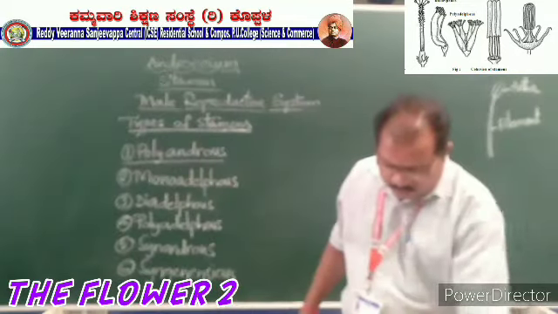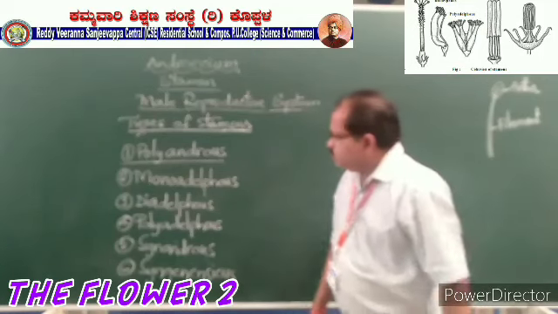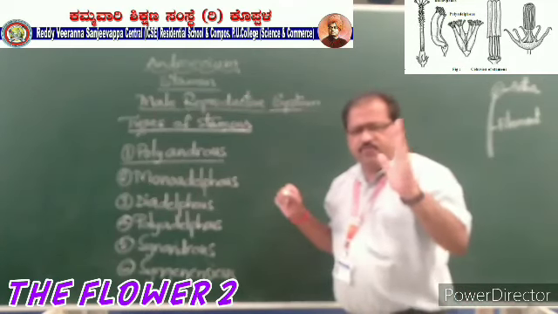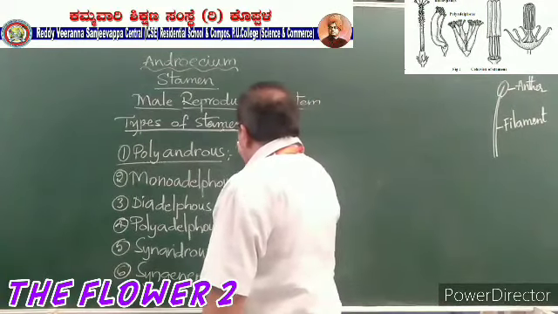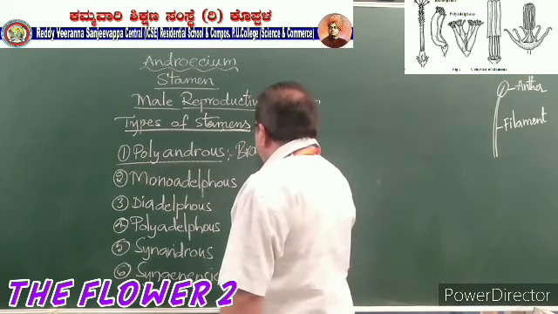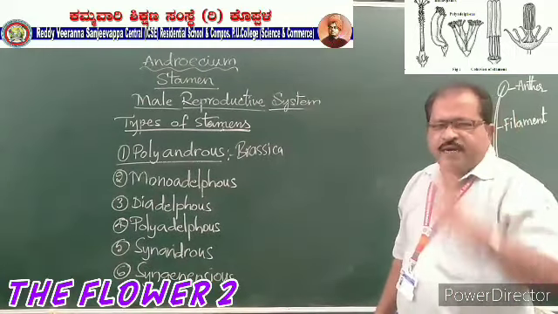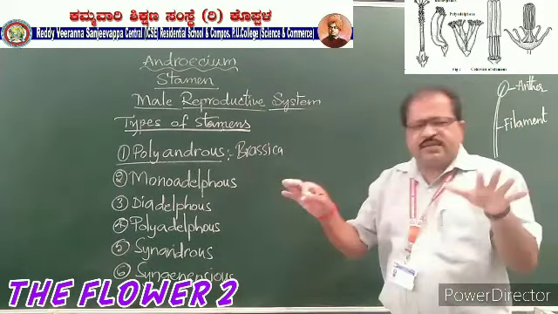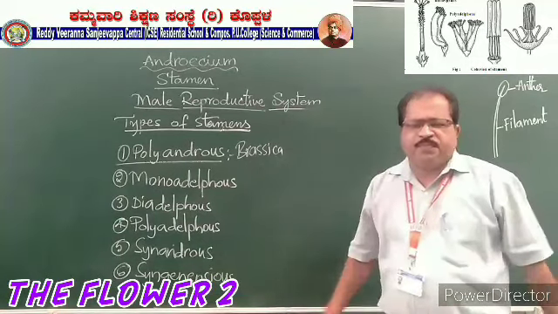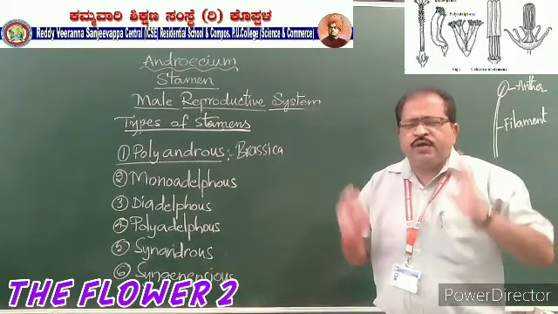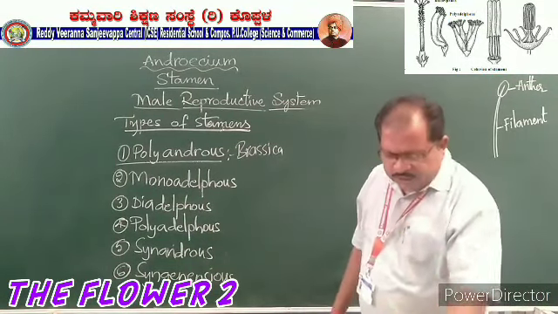This polyandrous condition we can find in the plant called brassica. In the brassica plant we can find the polyandrous. All the filaments, all the anthers, all the stamens are free. They are not attached to each other.